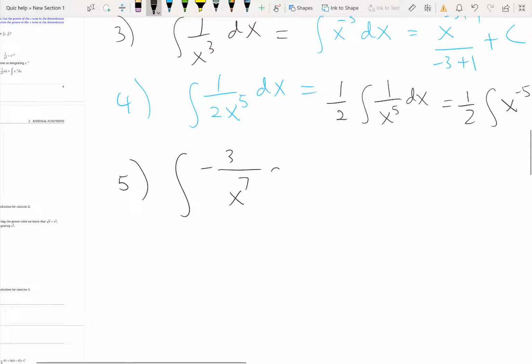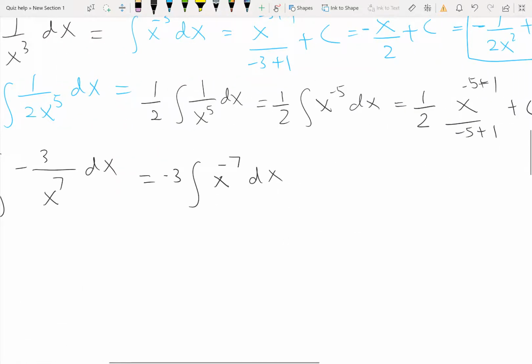3 over x to the 7. Again, we can take out negative 3. 1 over x to the 7, we can write it as x to the negative 7. See, I'm doing this a little bit fast now with fewer steps. When you're very comfortable with these things, feel free to do them in that way.